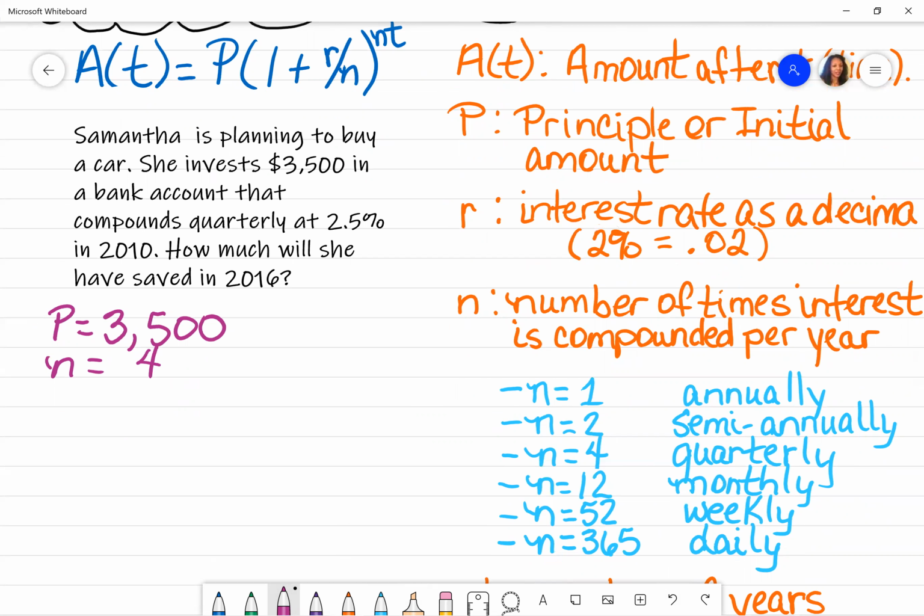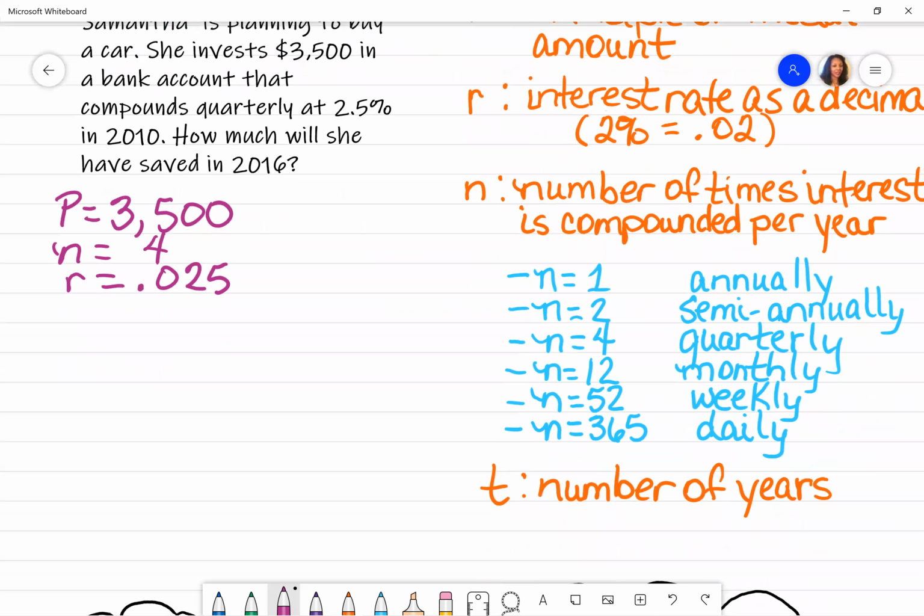So it's compounded quarterly at 2.5%. All right, we know that that's a rate, and we also know that it cannot be shown as a percent. It has to be converted to a decimal. So r is going to be 0.025. And I showed you again how to do that in my part 1 video if you need to know that. And lastly, we're either going to have A of t or we're going to have t.